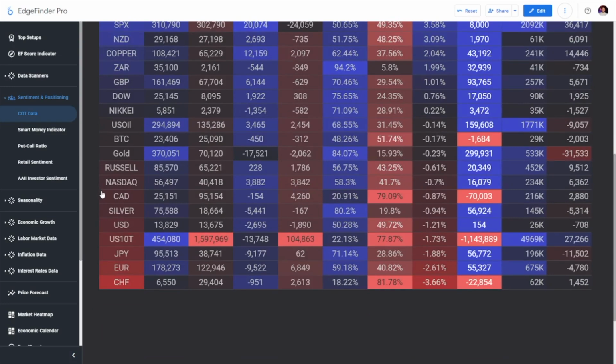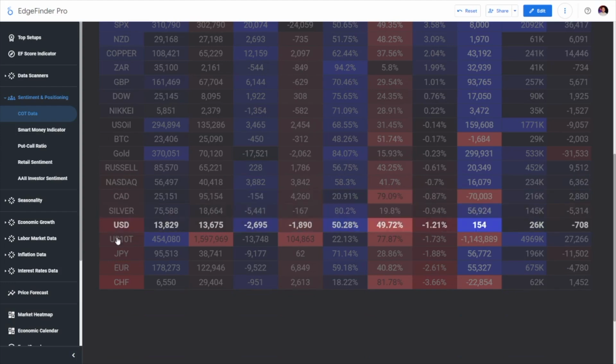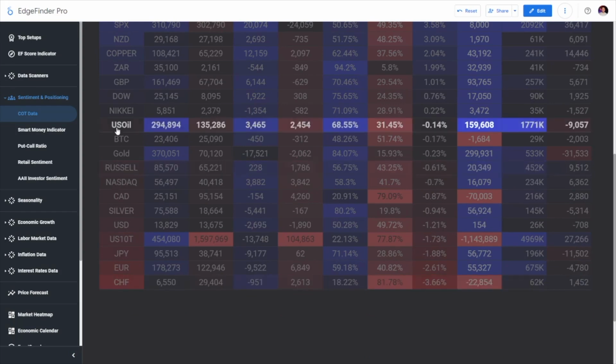And then we can take a look at the other side. We could say, well, they sold things like the Russell and the NASDAQ, the Canadian dollar, silver, the US dollar, the 10-year Treasury, JPY, euro, and CHF. And you'll notice that when you select each of these things on the EdgeFinder, it makes it way easier to read, so that it basically highlights the existing row that you're discussing or wanting to look closer at in its entirety.